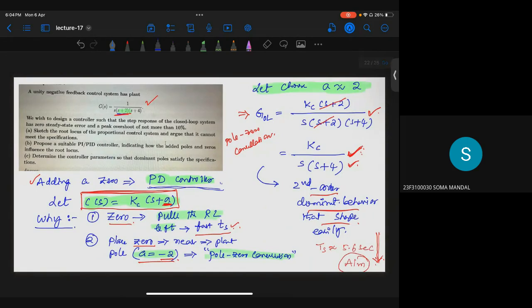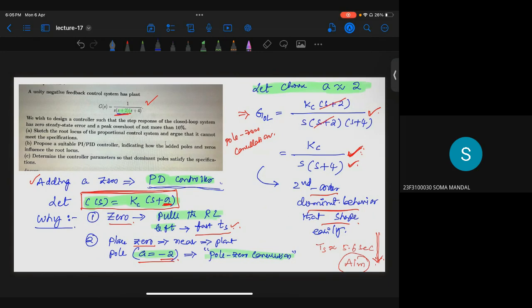Okay, the question is why we are going for PD controller, PI controller, or PID controller. That we'll discuss deeply in the next lecture. Here my intention is to show how we are using the root locus for the design problems.